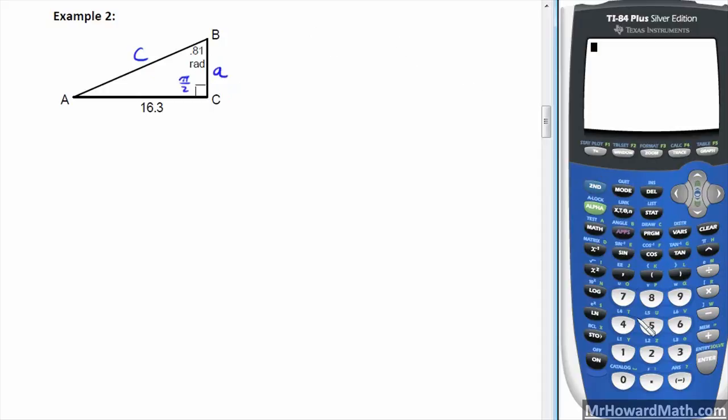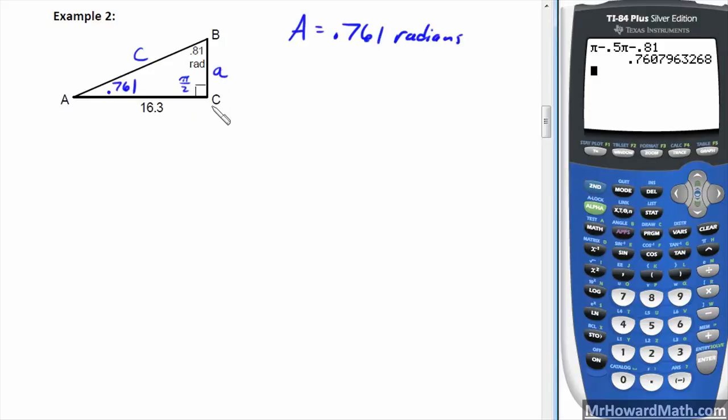So I have pi minus 0.5 pi, or pi over 2, right? Minus 0.5 pi, same thing as pi over 2. So 1 pi minus half a pi minus 0.81 radians gives me 0.761 radians left over. So angle A is equal to 0.761 radians rounded. Okay, so I'm going to put the 0.761 right here.